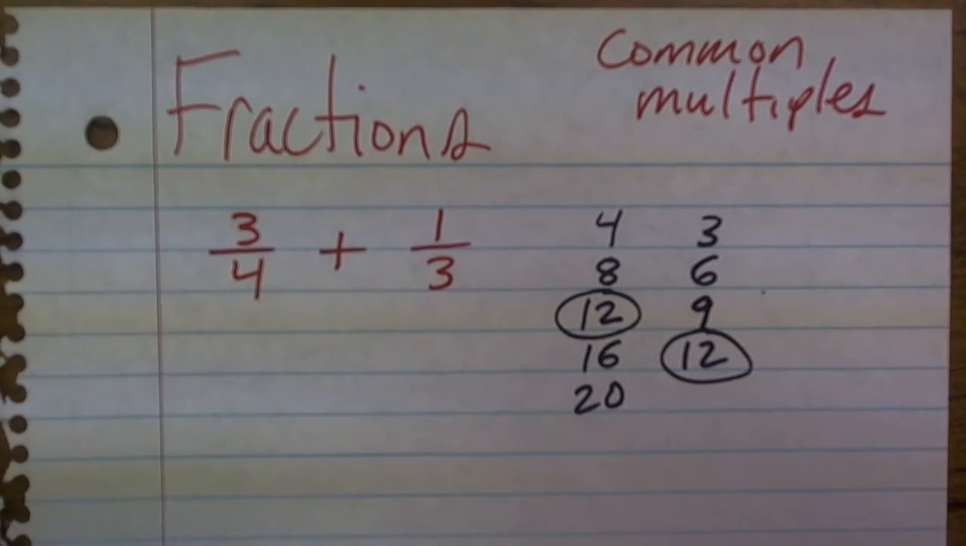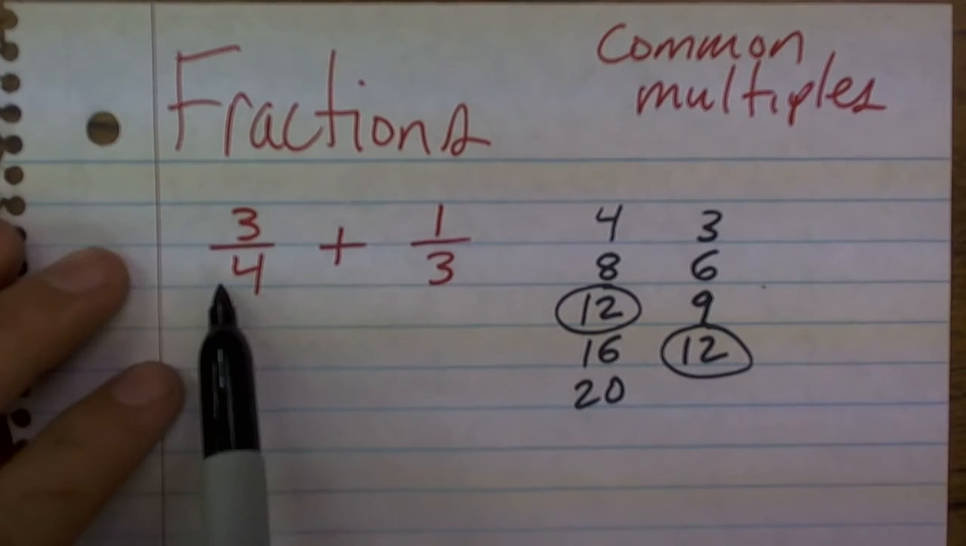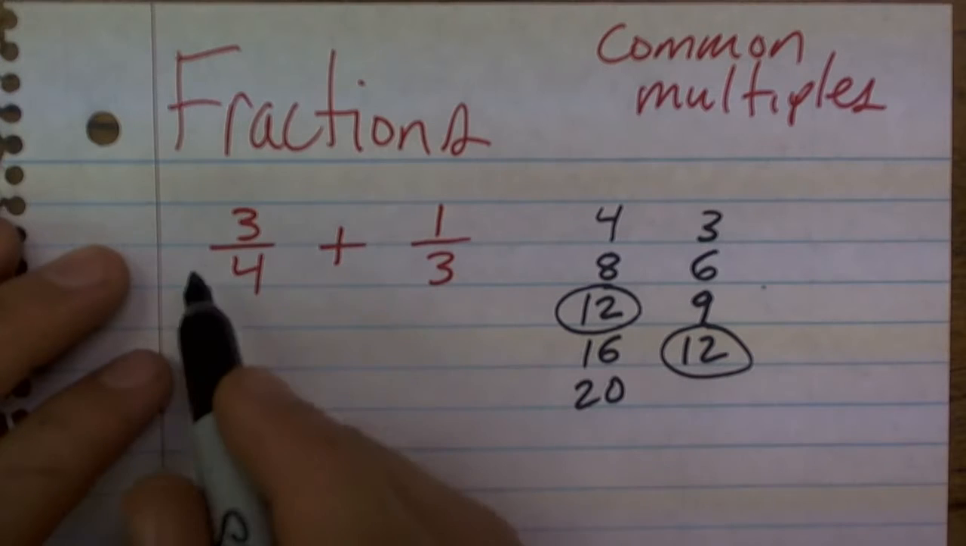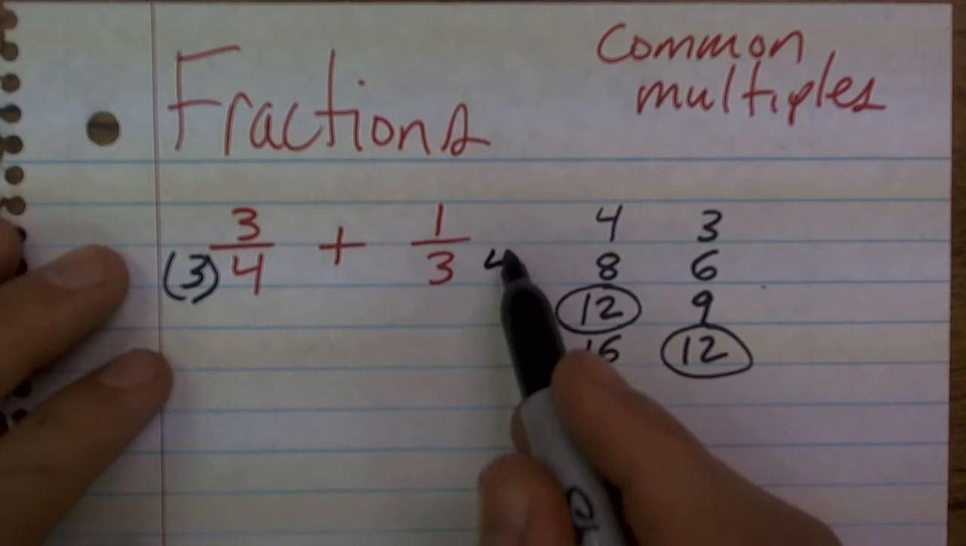So what I need to do is get them both to 12. I need to figure out, what do I need to multiply 4 by to get to 12? Well, the answer is 3. And what do I need to multiply 3 by to get to 12? Well, that answer is going to be 4.